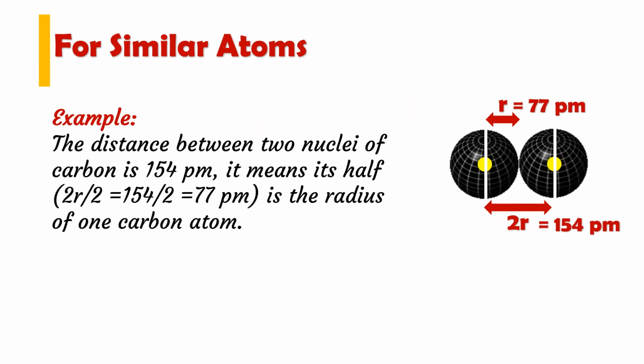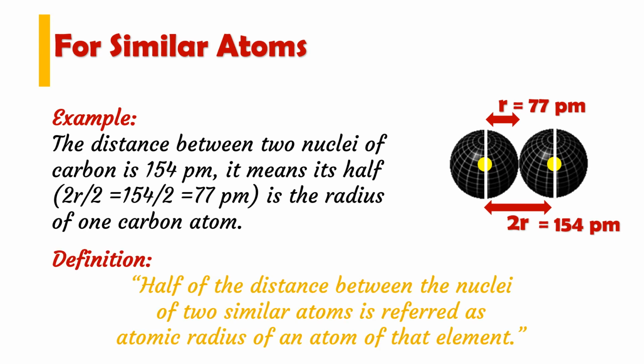For example, the distance between two nuclei of carbon is 154 picometer. It means its half distance would be 77 picometer, and it is the radius of one carbon atom. Picometer is the SI unit for the atomic size. Half of the distance between the nuclei of two similar atoms is referred to as the atomic radius of an atom of that element.